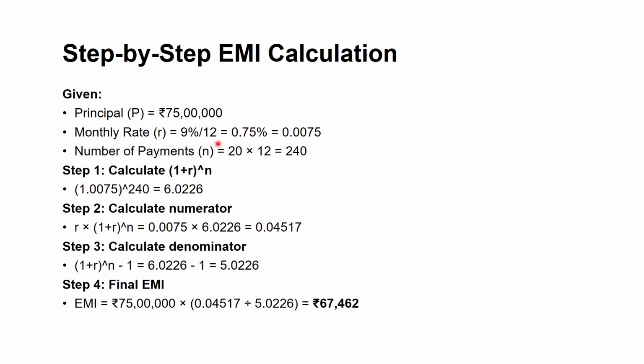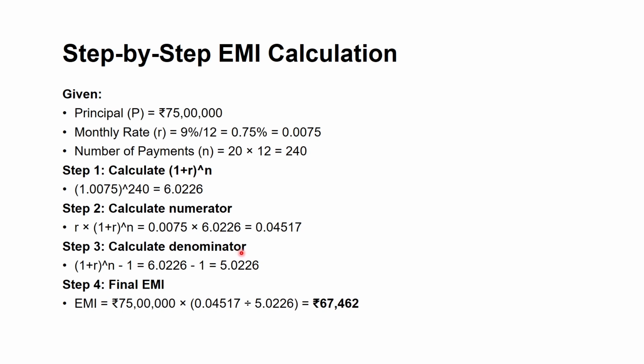Step 1 requires calculating 1.0075 raised to the power 240th power, which equals 6.0226. This factor represents the total growth of money over the loan period.